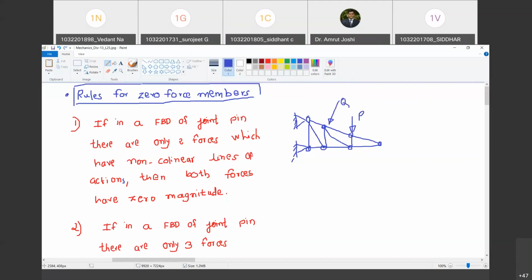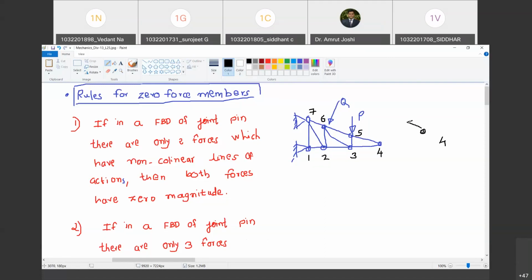Can you apply rule number 1 to some of the joints? Tell me. Let me call these joint numbers 1, 2, 3, 4, 5, 6 and 7. Now look at joint number 4. I am drawing this here, but you have to do it in your mind. Are you with me? In your mind, you have to draw the free body diagram. If I draw the free body diagram of the joint pin at 4, how does it look?